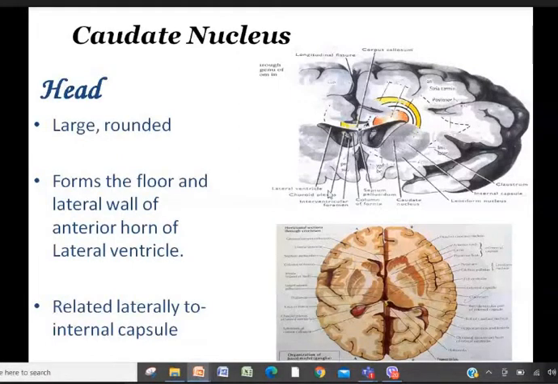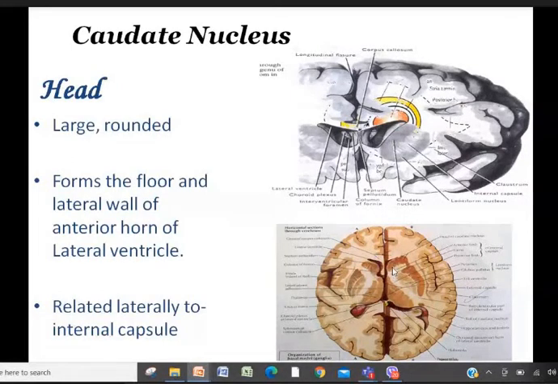So this is the MCQ question again. Head of the caudate nucleus is forming what? Roof or floor? Inferior horn of the lateral ventricle or anterior horn? Then what you have to say? This head of the caudate nucleus is forming the floor and anterior horn of the lateral ventricle and the lateral wall of the lateral ventricle. And it is related laterally with the internal capsule.